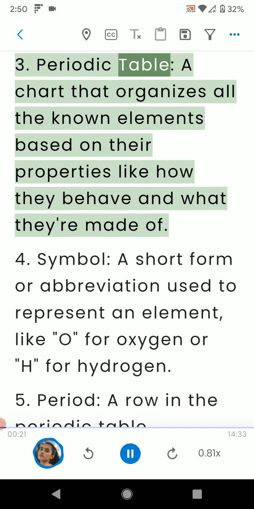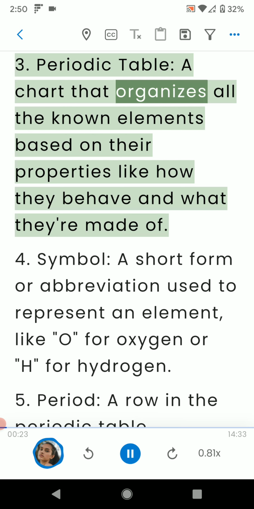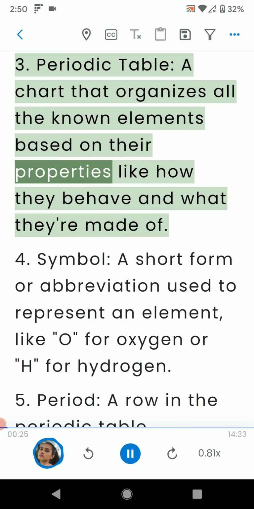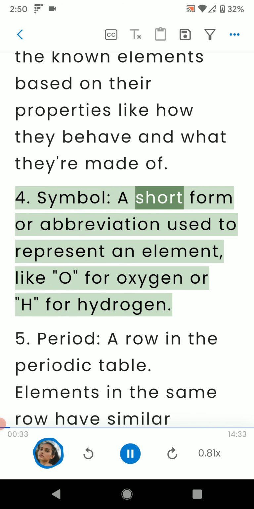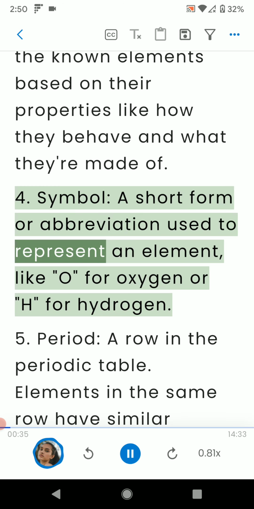3. Periodic table, a chart that organizes all the known elements based on their properties, like how they behave and what they're made of. 4. Symbol, a short form or abbreviation used to represent an element, like O for oxygen or H for hydrogen.